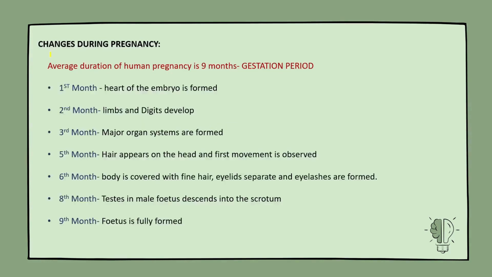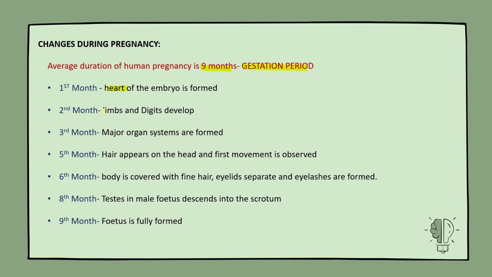Alright. Now we learn about the changes during pregnancy. The average duration of human pregnancy is 9 months and it is called gestation period. Now during these 9 months, the embryo keeps changing and developing, and we'll be learning about these changes one by one. Now in the first month, the heart of the embryo is formed.